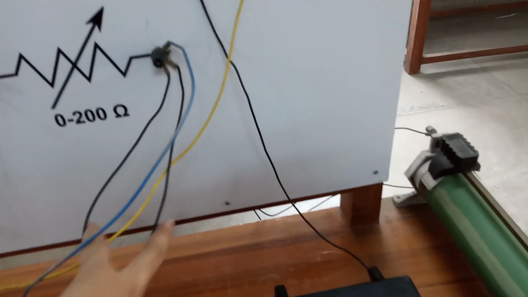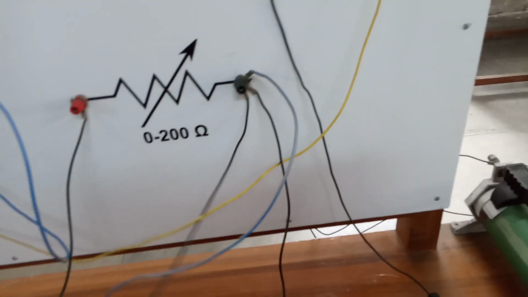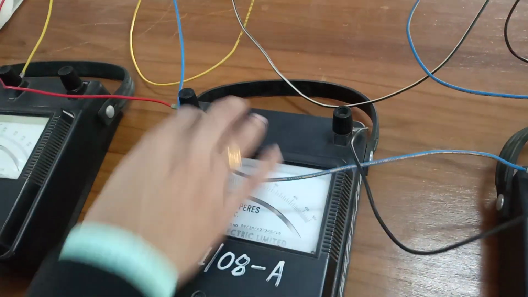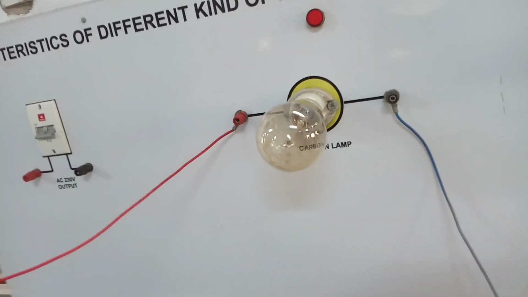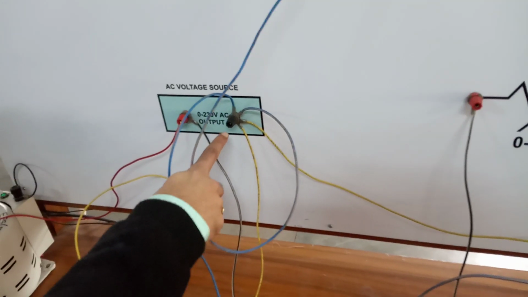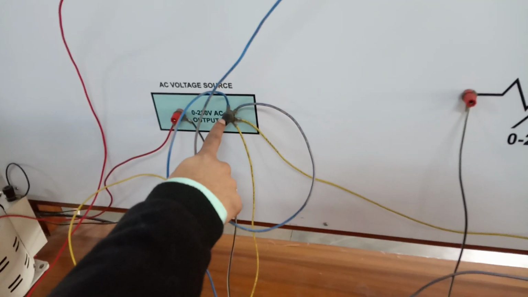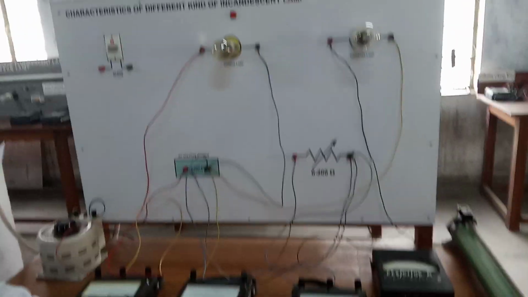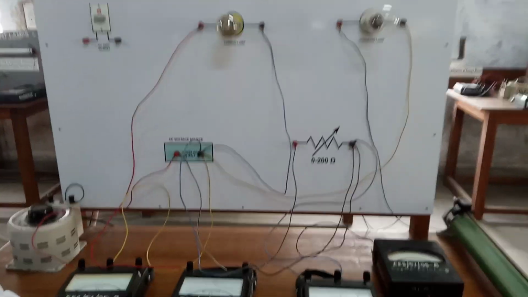Similarly, from the other terminal of the rheostat there is another ammeter, which is ammeter 2 for the carbon lamp. So this ammeter is connected in series with the carbon lamp, and from the carbon lamp it is closing its circuit at the terminal of the variac. So this is how we complete our circuit. This is all about the circuit connection or preparation of the setup for the experiment. Okay.